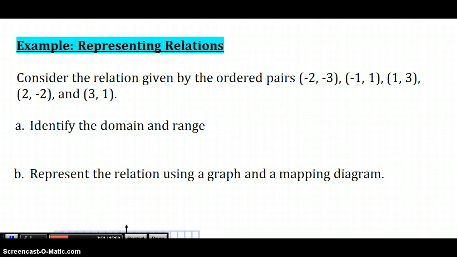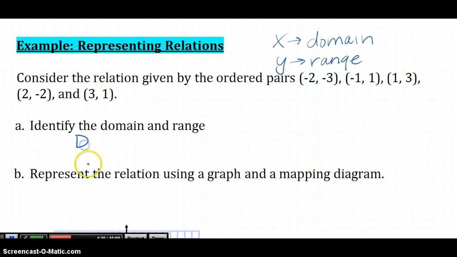We're going to do an example on representing relations. Here the problem says to consider the relation given by the ordered pairs, so we're considering all these ordered pairs listed. The first thing they want us to do is identify the domain and the range. If you don't remember, the x values are your domain values and the y values are your range values. When you list them, you should list them in brackets, and it's better to list them in order.